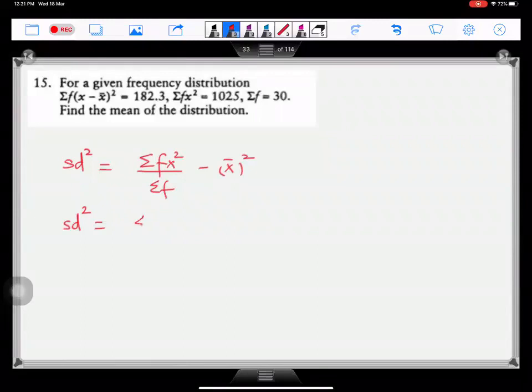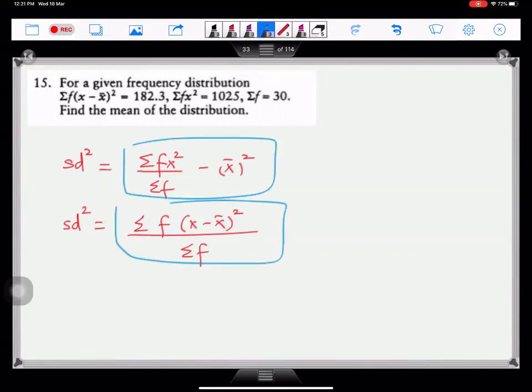Variance is sigma fx minus x bar square over sigma f. Use this along with this. So therefore, sigma fx square over sigma f minus x bar square. This is sigma fx minus x bar square over sigma f. They're asking for the mean.